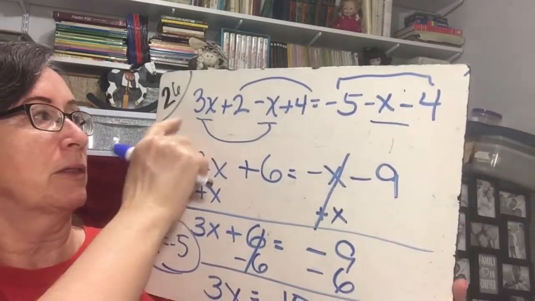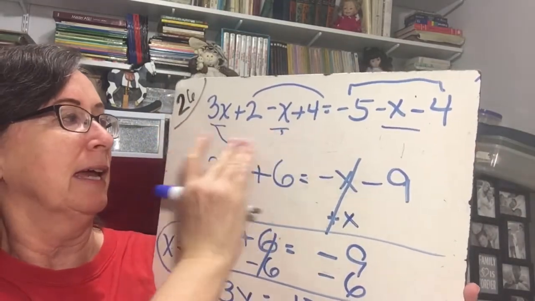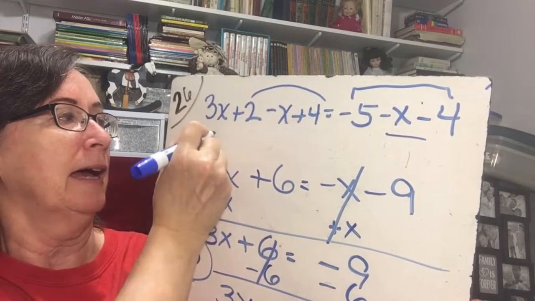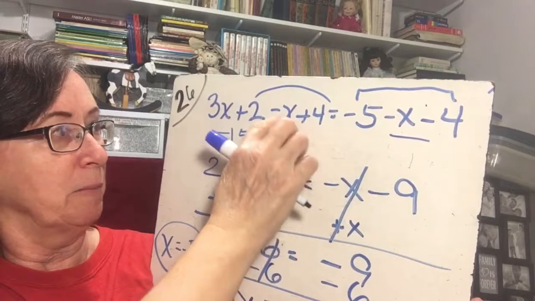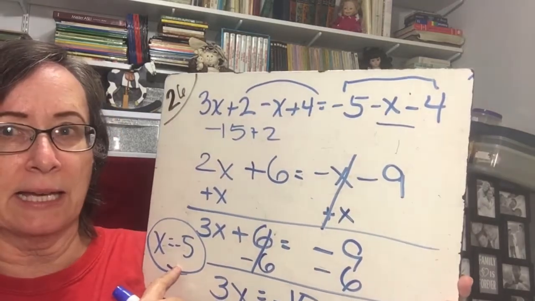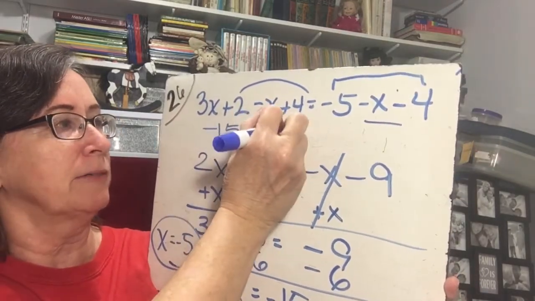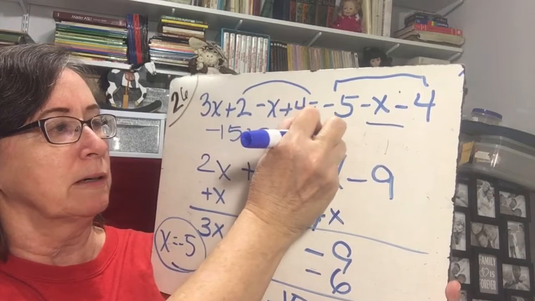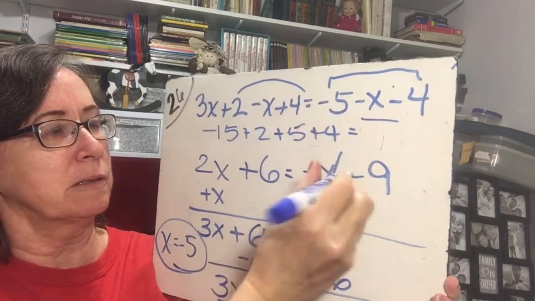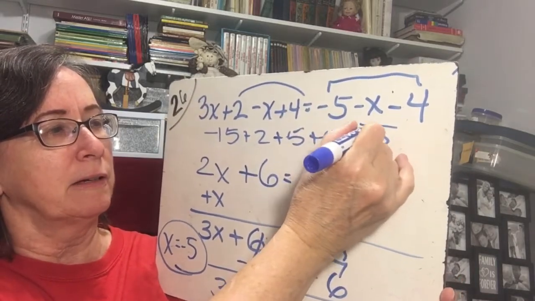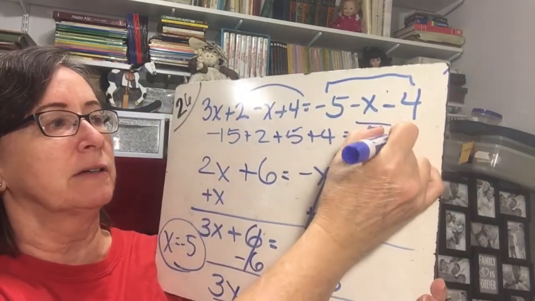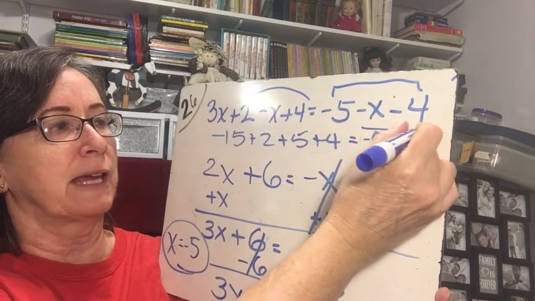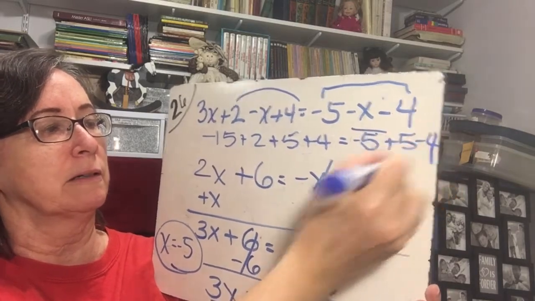All right, so 3 times a negative 5 is a negative 15 plus a 2. And then minus x is minus a negative 5, which is a positive 5, plus 4 equals negative 5, minus a negative 5 is a positive 5. So those cancel out, minus a 4.